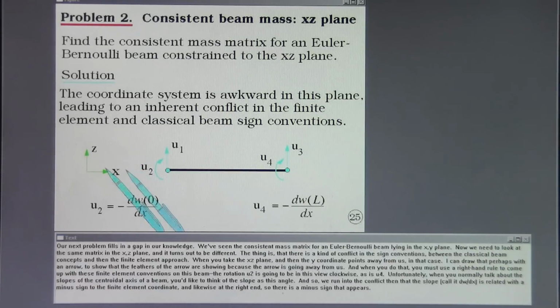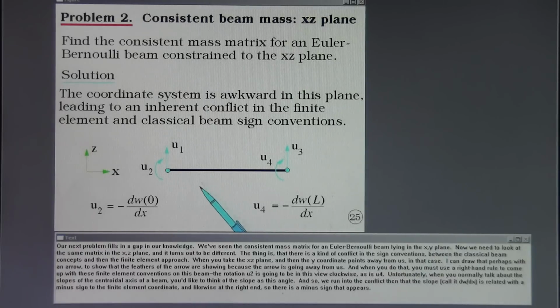The thing is that there's a kind of conflict in the sign conventions between the classical beam concepts and the finite element approach. When you take the xz plane, the y-coordinate points away from us in that case, which I can draw perhaps with an arrow showing the feathers of the arrow, because the arrow is going away from us. And when you do that, you must use a right-hand rule to come up with these finite element conventions on this beam, that the rotation u2 is going to be, in this view, clockwise, as is u4.